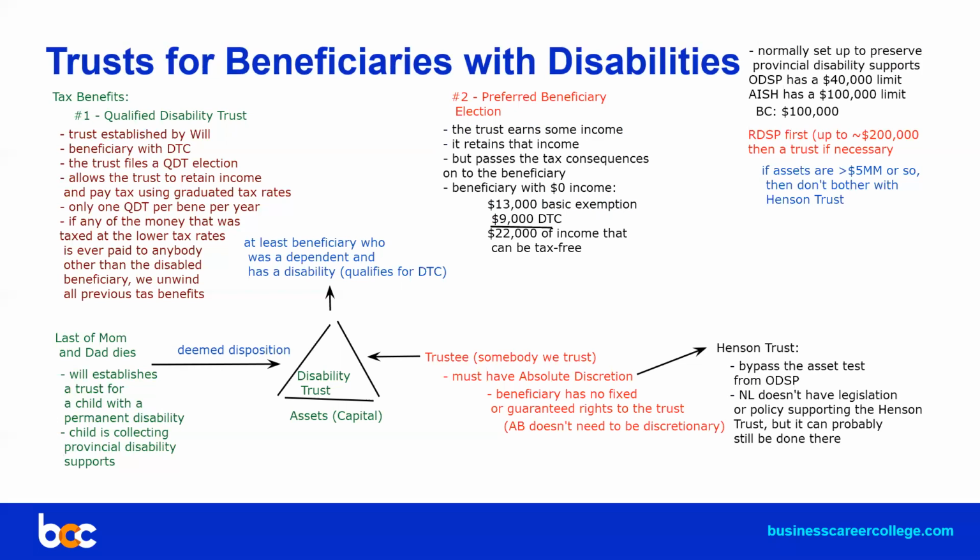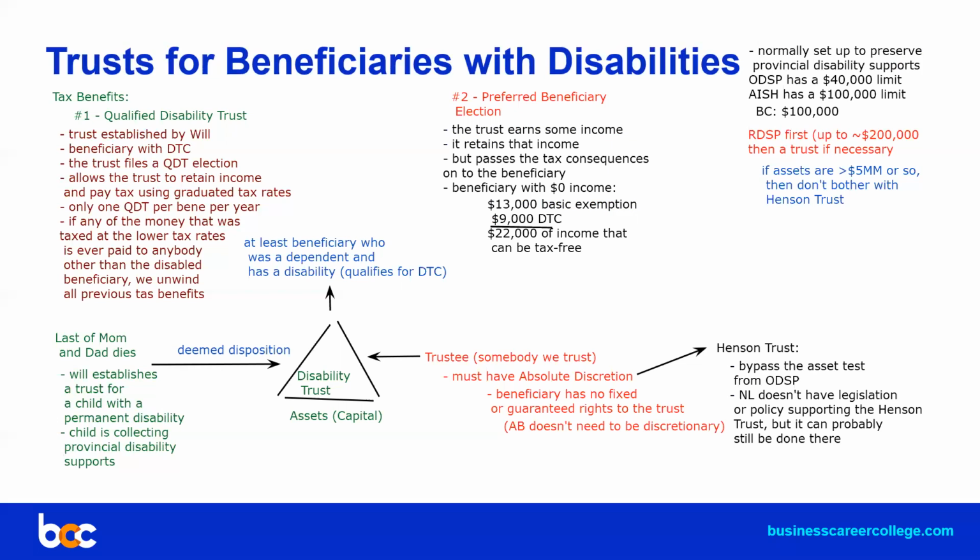Can you go over this again, Jason? Just the preferred beneficiary election? Like, instead of just having a regular beneficiary, you're saying you name it as a preferred beneficiary? In the Income Tax Act, the ability to do this is referred to as the preferred beneficiary election.